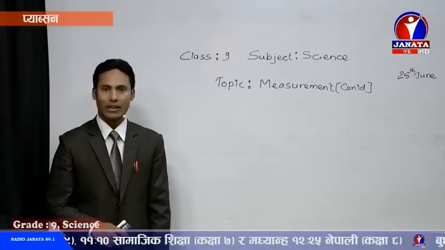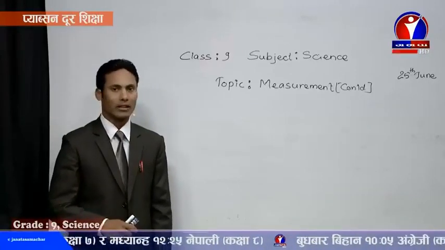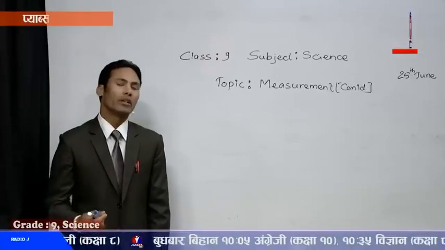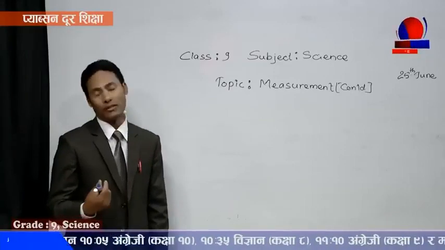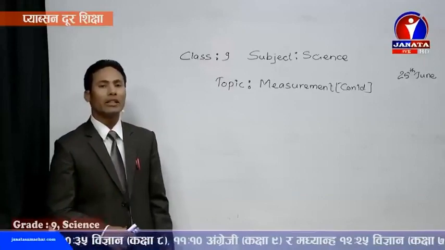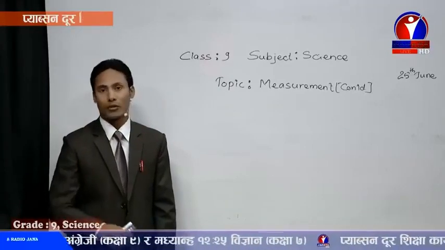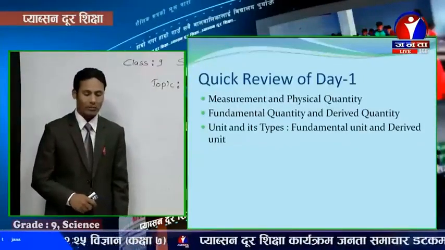defined measurement and physical quantity in the first class, and the types of physical quantity also, that is, fundamental quantity and derived quantity. Similarly, we discussed the unit previously, and its types too, like fundamental unit and derived unit.